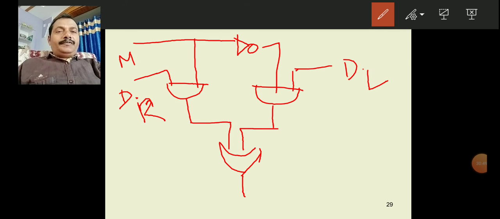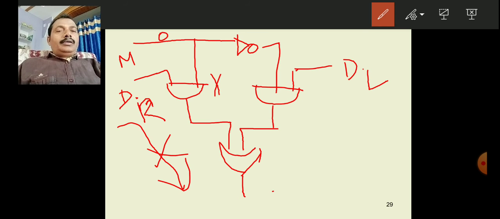If you observe, if m equals 0, this is the control bit. Whenever m equals 0, this AND gate is disabled. Hence, data write is not allowed and does not enter into the flip-flop. This path is disabled.